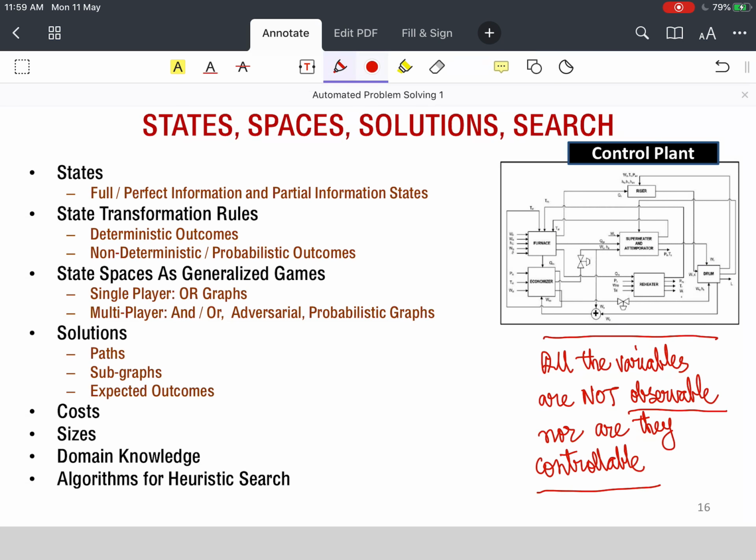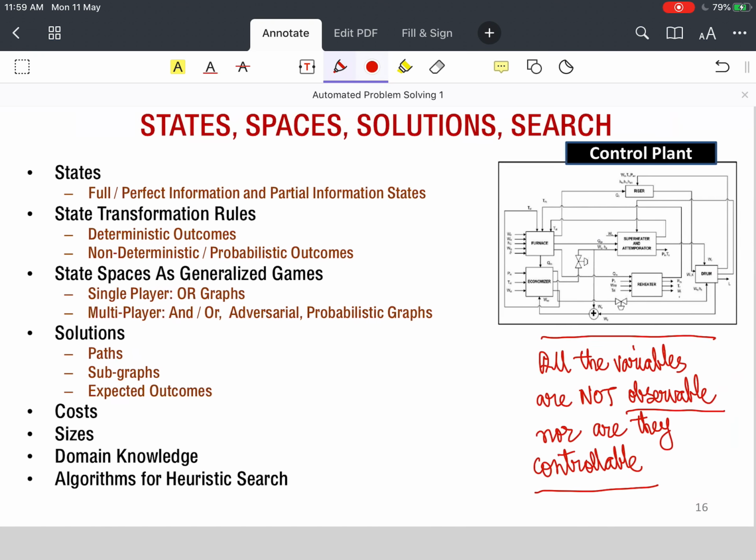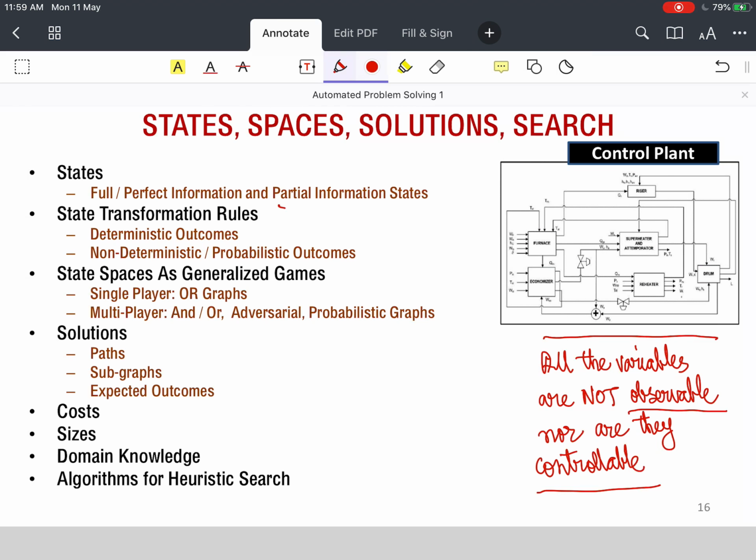You can see some temperature, but maybe for the boiler exactly how much heat is there within the boiler, you won't have a meter to test it. You will have some meters to test at certain points, but for your whole state space configuration, this is a partial information game. So this is partial information.